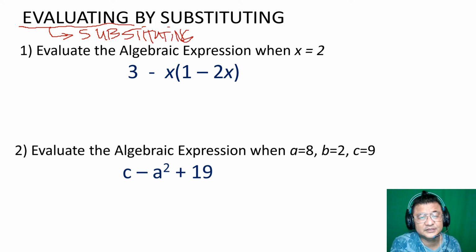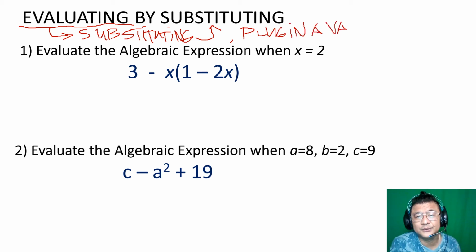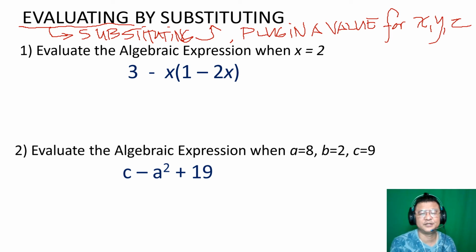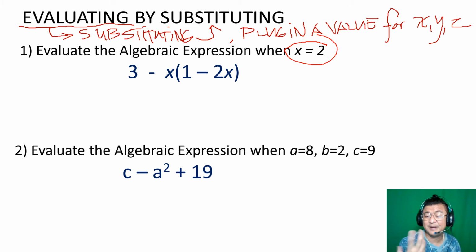All right, that's it. Substituting, or simply plugging in a value for X, Y, or Z, whatever variable you have. For example, in number 1, evaluate the algebraic expression when X is equal to 2. So they're telling you, substitute. Remember when you play basketball, you get tired? A substitute will take your place. So instead of writing X, I will write 2.